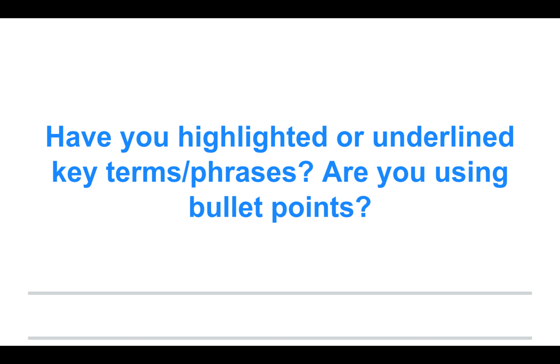So at this point, look back at your notes. Have you highlighted or underlined key terms or phrases? Are you using bullet points? Are you using different types of bullet points? Take a moment to pause and look back at your notes and check out, did you do anything? Did you need to add any of those things, highlighting or underlining bullet points right now? Okay, so let's quiz ourselves. After taking those notes, let's see what you know.